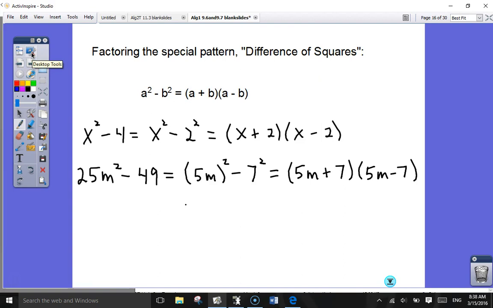It's called the difference of squares. A squared minus b squared equals a plus b times a minus b. Right. X squared minus 4 is x squared minus 2 squared. X plus 2 times x minus 2.